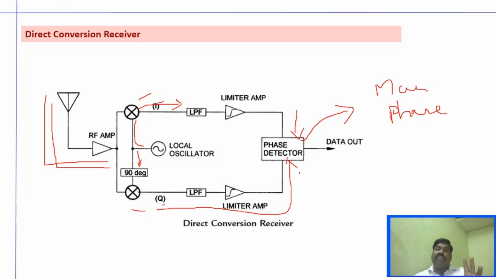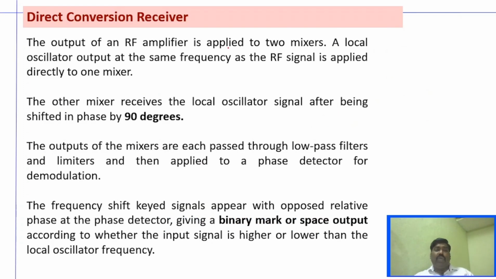And from this phase shifted signal, which is band limited and amplified, we obtain the mark or space signal, right? Now, whatever I said, that is given here. The output of the RF amplifier is supplied to two mixers, right? One mixer will have the local oscillator signal, the other will have a 90-degree phase shift, and the output of the mixer is sent to the low pass filter, and then to a limiter amplifier, and then the phase detector.